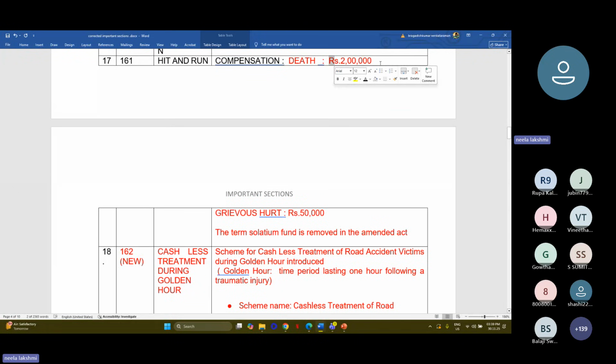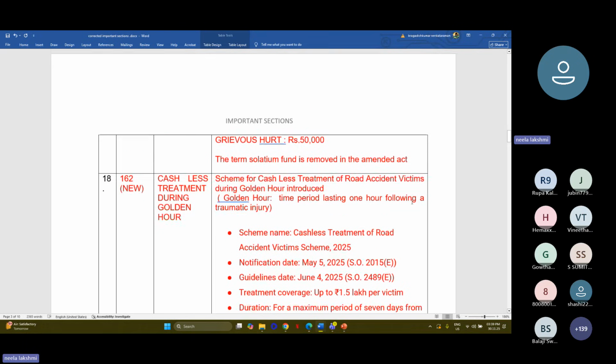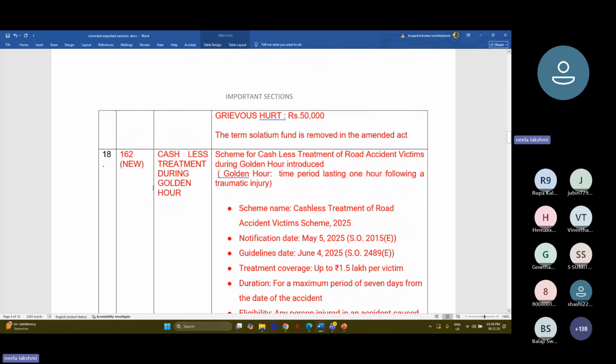This amount also, please try to remember, because in many years these questions are repeated. For death, the compensation amount is 2 lakhs, and for grievous hurt, it is 50,000. This is a new section introduced in 162. This is entirely a new section: cashless treatment during the golden hour.